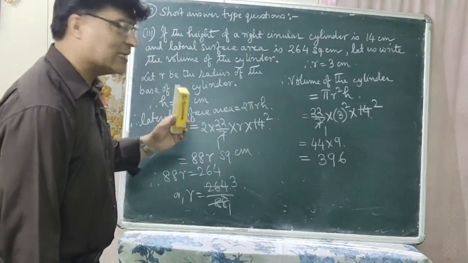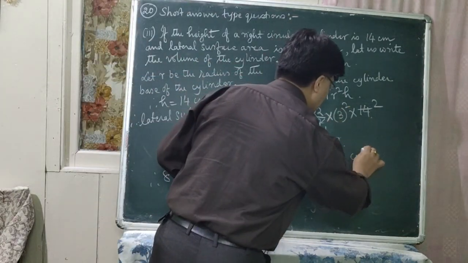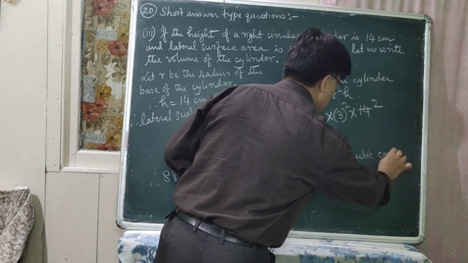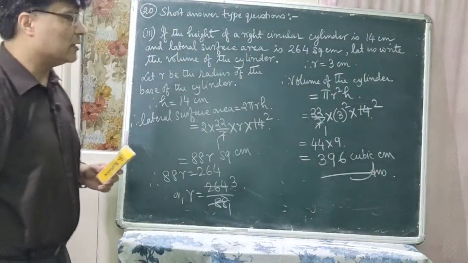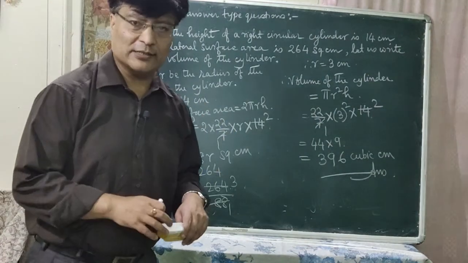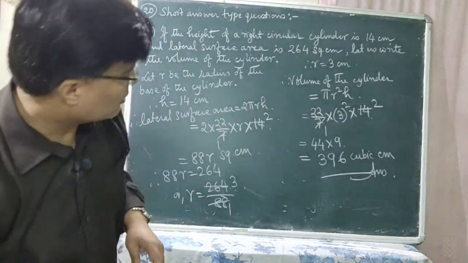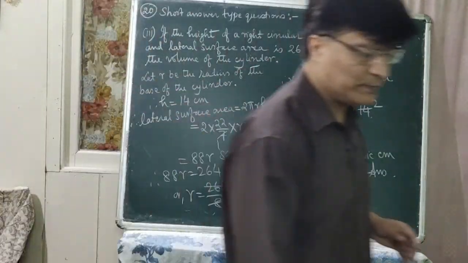That is your 396. So since this is volume, what is this unit? It is cubic. It is cubic centimeter. So what is the volume of the cylinder now? Volume of the cylinder is 396 cubic centimeter. That is your answer. So you can copy it. I think you have understood it. We'll do the next question now.